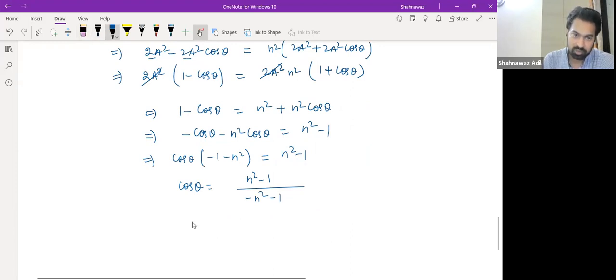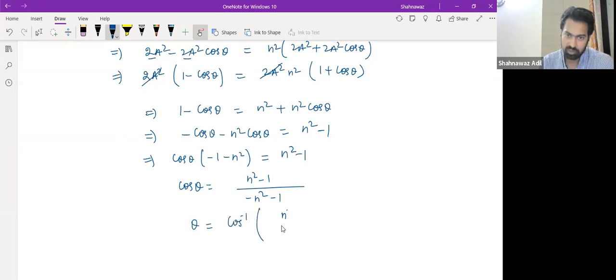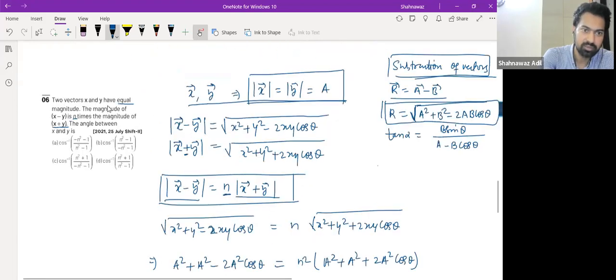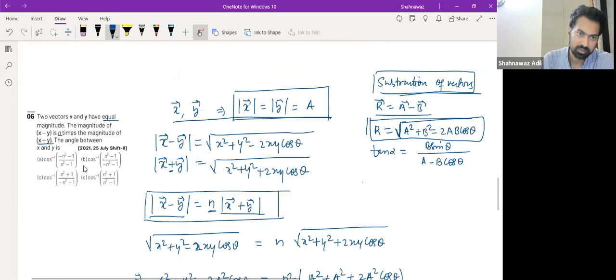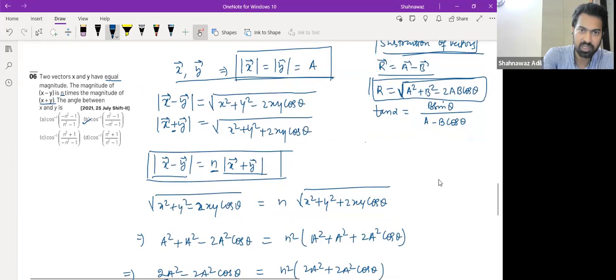So theta would be how much? Cos inverse of (n square minus 1) divided by (minus n square minus 1). So which is the correct answer? This one, right, guys? So you guys quickly note down this question or take a screenshot and then note down this problem. Any doubt in this question, guys?